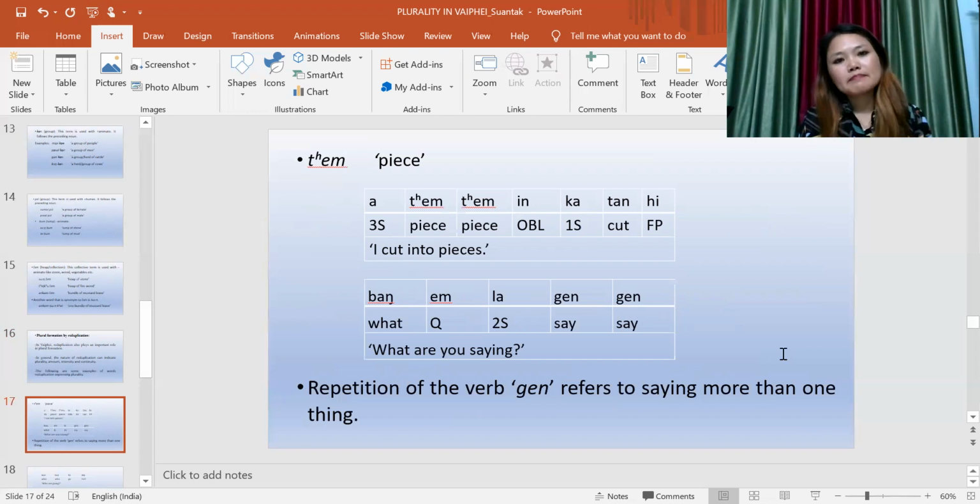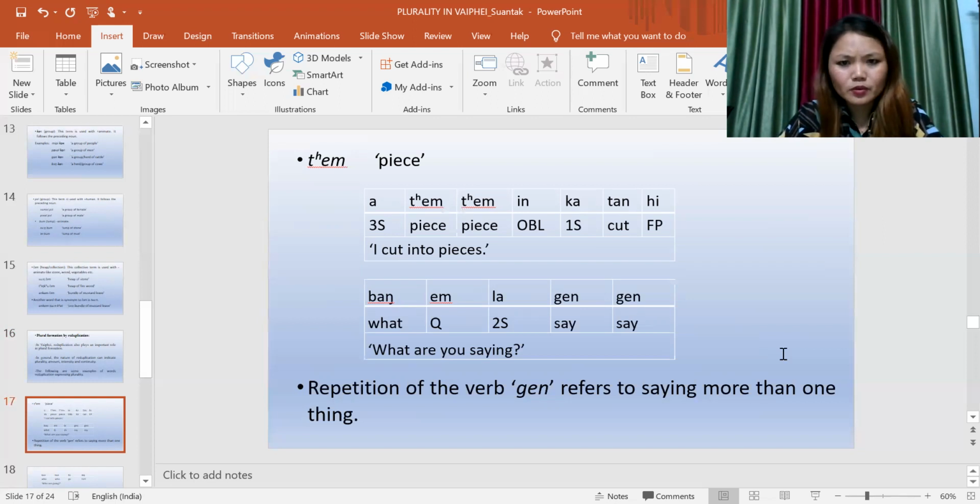Here, the noun them, peace. Here in the first example, we can see the reduplication of the word them. Athem them in katanhi. Here, the reduplication indicates plurality. Athem them in katanhi, that means I cut into pieces. So only one them refers to piece, and reduplication, repetition of the word, means pieces.